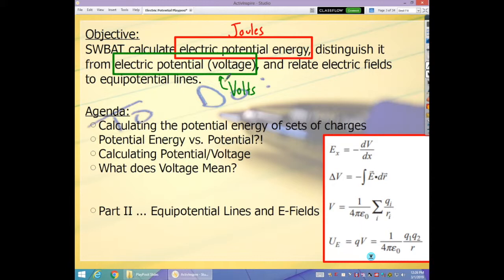So we're going to start by calculating the potential energy of sets of charges, talk about what the difference is, potential energy versus potential, do a little bit of calculation with that, and then get into this question at the very end of what does voltage mean? That's going to carry us into our next part this coming week on equipotential lines and electric fields, and then from there on into circuits. You'll notice I've highlighted a couple equations. These are straight off your formula sheet, and these are some of the equations we're going to look at over the next week or so.